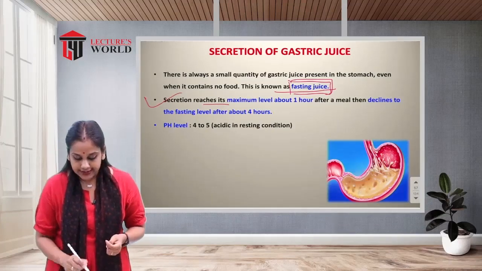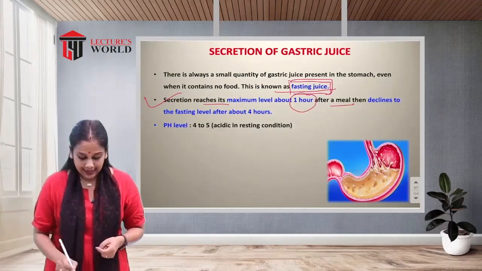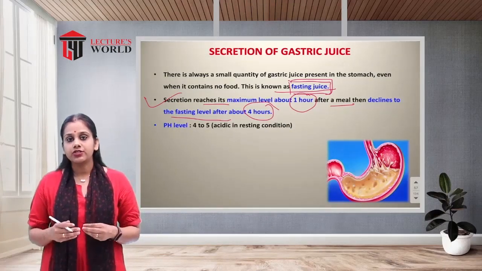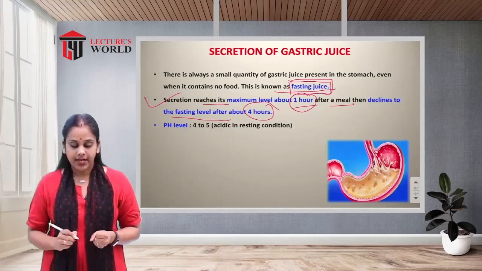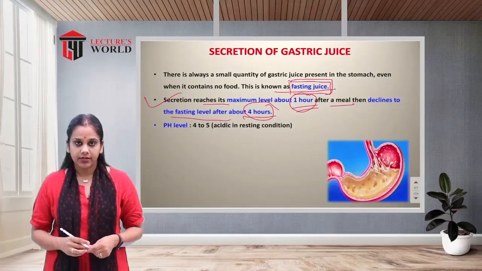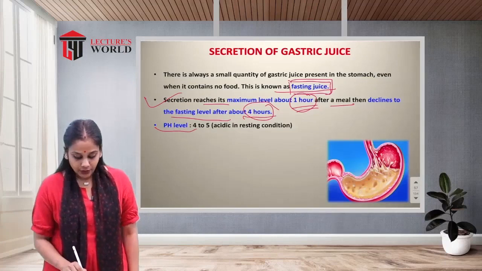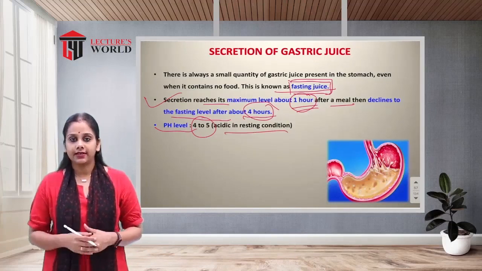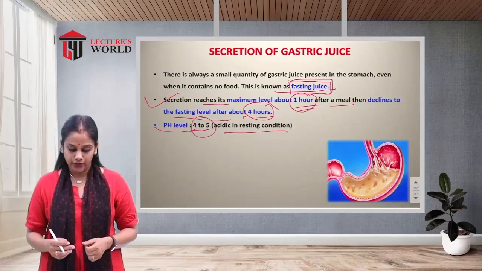Secretion reaches its maximum level about 1 hour after a meal, then it declines to the fasting level after 4 hours. When we eat, the gastric juice is secreted and reaches its maximum at 1 hour, and it decreases after 4 hours to the level of fasting juice. The pH of the gastric juice is 4 to 5, so it is an acidic condition in the resting state. This is all about the gastric juice.